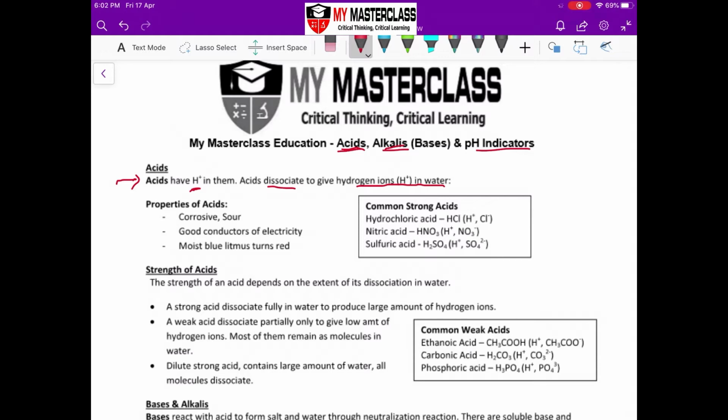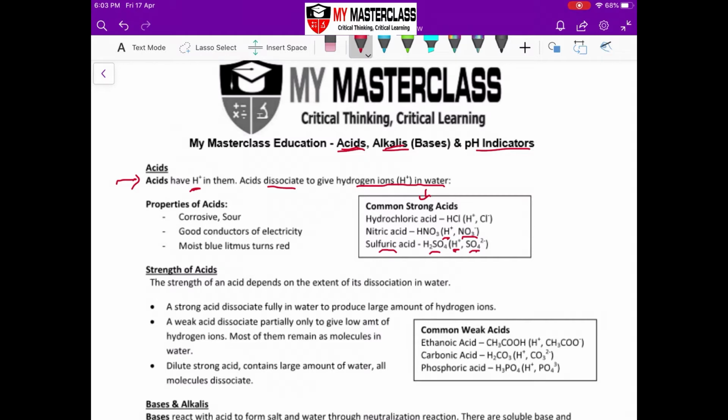Let's look at some examples of the acids over here. We have hydrochloric acid, HCl. Hydro comes from the hydrogen, which is H plus ions, and then chloric comes from chlorine, so you get your chloride ions. Nitric acid, HNO3, comes from, again, your H plus ions, the hydrogen ions, and then recall your polyatomic ions, nitrate. And then we have your sulfuric acid, H2SO4. We have the H plus ions and your SO4 2 minus ions.